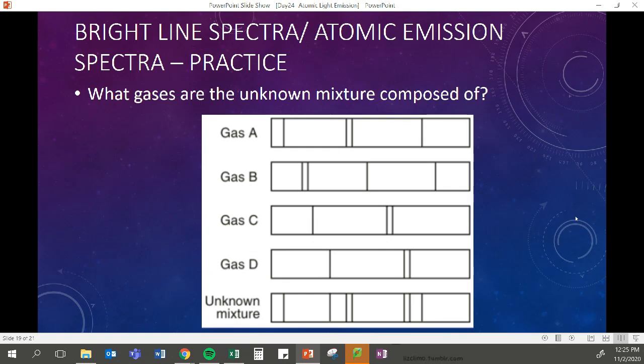Okay, so this one is made of gas A and gas D. You can see gas A is where we get this line as well as those double lines and this single line, and then we get gas D here. Notice that C is very similar, but they're slightly shifted, so it's not going to be C. We're going to have them in the exact same location.